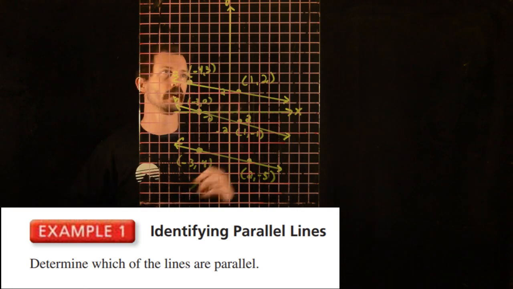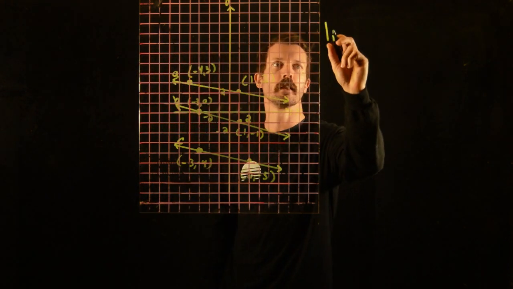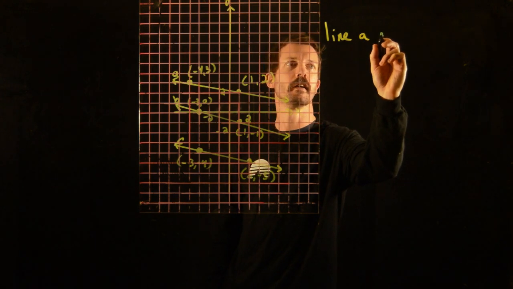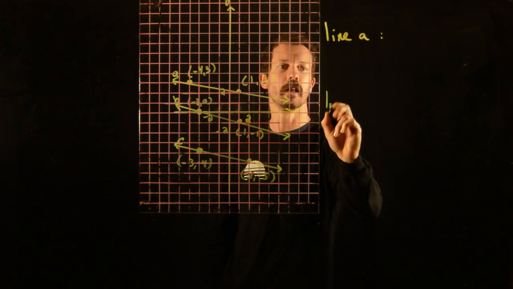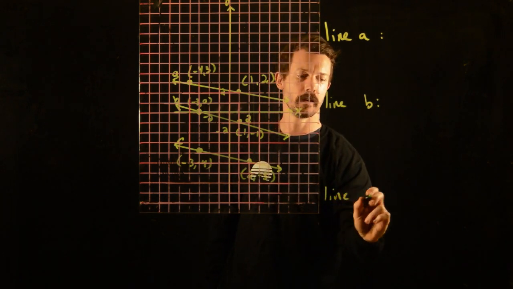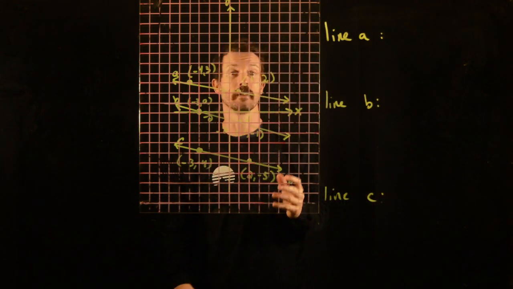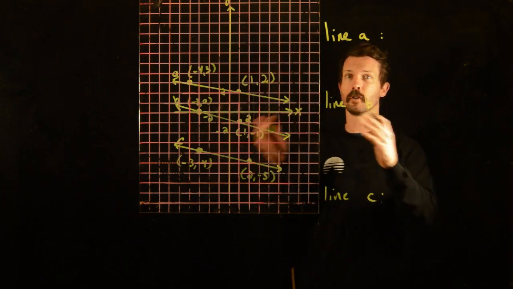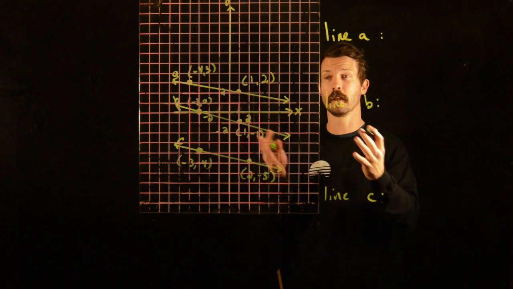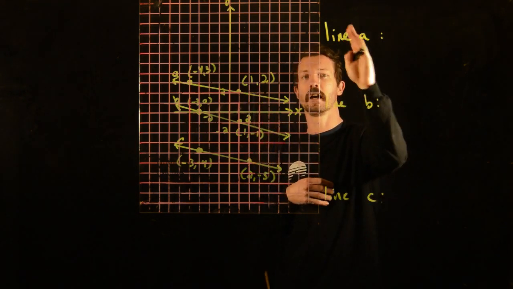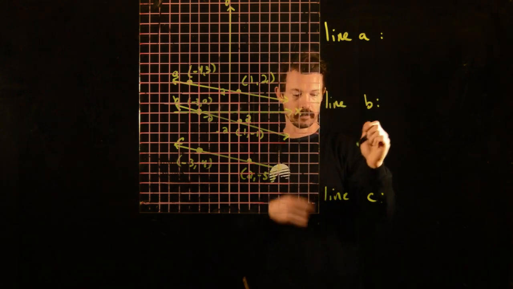There's a couple ways to do that, but the first thing I'm going to do is find the slope of line A, then the slope of line B, and then the slope of line C. All I'm going to do is use the slope formula. I'm going to speed up the video because you should be good with finding slope. So go ahead and do that with me, using line A, line B, and line C.